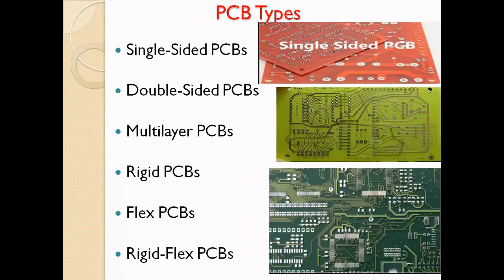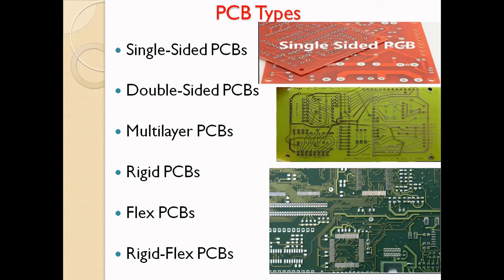Earlier I told there are various types of PCB boards available: single-sided PCB, double-sided, multi-layer, rigid flex. So this is called a single-sided PCB. Only one layer will be available, so the size of the board is very large. Next one is double-sided, which means on both sides we can do the electrical connections. Multi-layer means there will be more than one layer, so the size is very small.